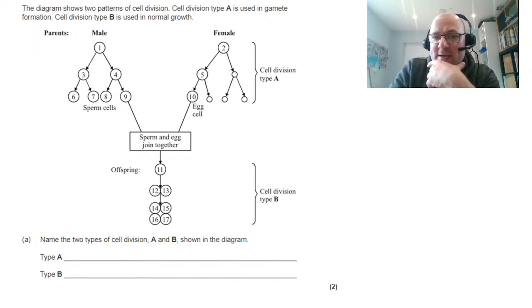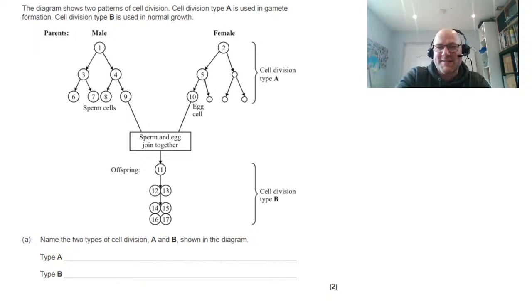Cell division B, cell 11 here, splits. That's a zygote, by the way. It's made from the egg and sperm. That's the first cell you were made of. That then divides, and it divides into 2. And then those 2 cells divide into 4. So they're dividing by mitosis. So cell division B is mitosis. No, A is meiosis, B is mitosis.